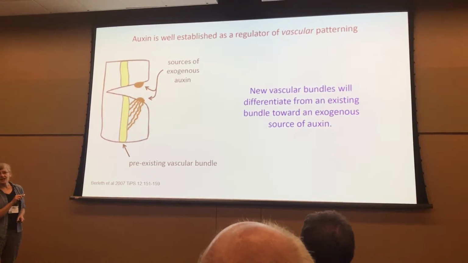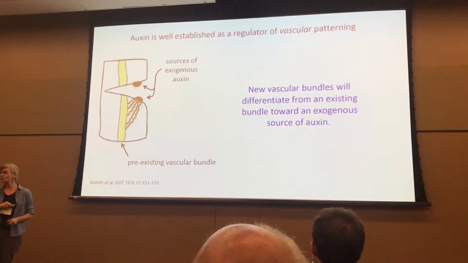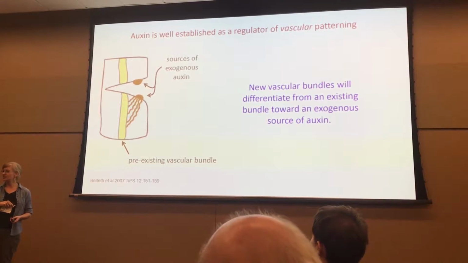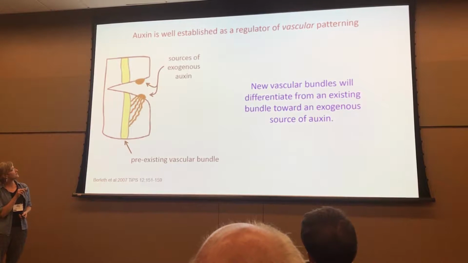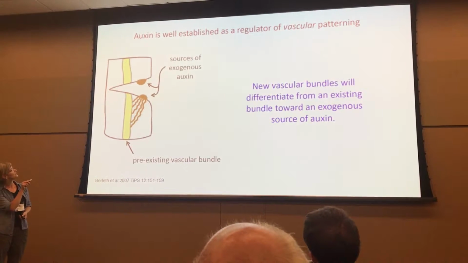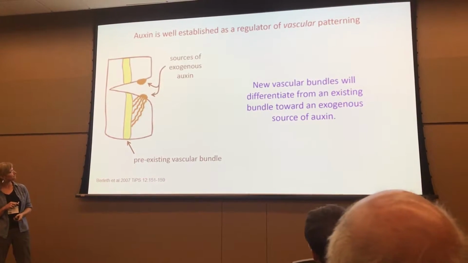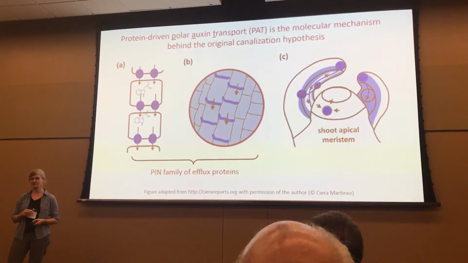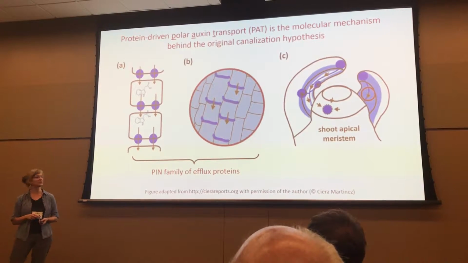So here, this is showing a classical experiment many of you may be familiar with, where an exogenous source of auxin applied to a wounded stem leads to the differentiation of vascular bundles that differentiate toward that source of auxin. So an existing vascular bundle will see new vascular bundles differentiate from it toward that source of auxin. Note that it's not happening up here. I'm going to kick that can down the road until after this if you want to talk about it. So this is very well understood, and we've watched in the last 2 decades, a little bit less than that, the molecular underpinnings of this be just absolutely beautifully worked out.